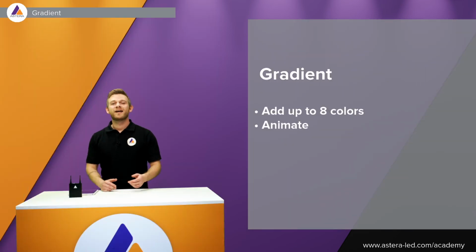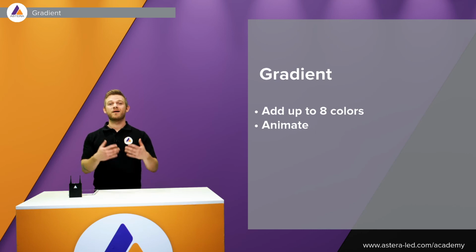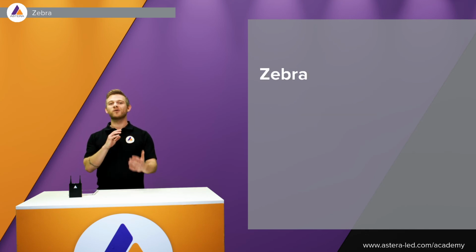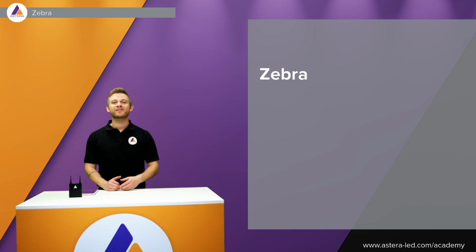So the gradient can have up to 8 colors by own choice, simply just pick and choose. And then we can animate it, so we can have the effect running nice and smooth, and of course adjusting the speed to this animated gradient effect. If we don't want a gradient effect, then we also have the zebra effect.